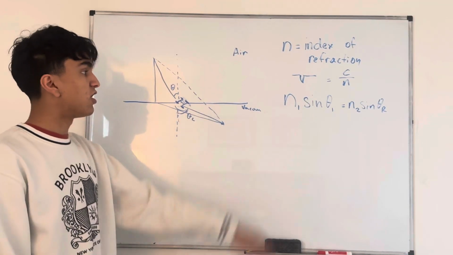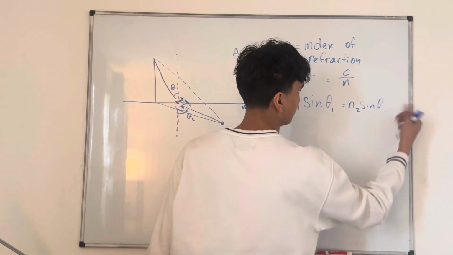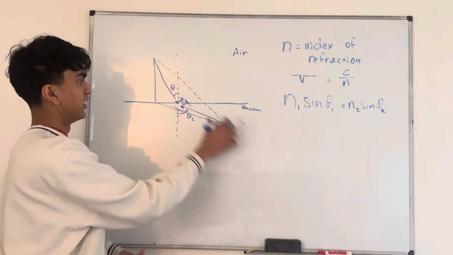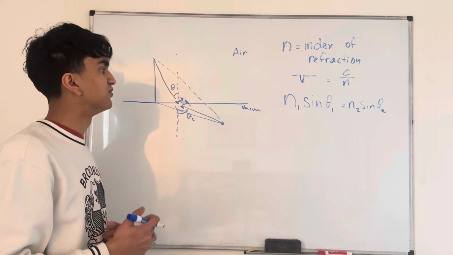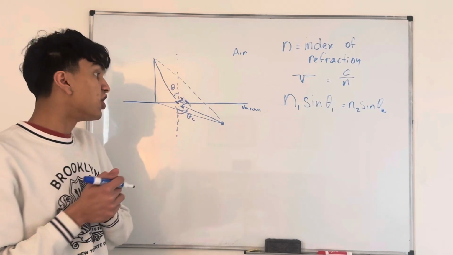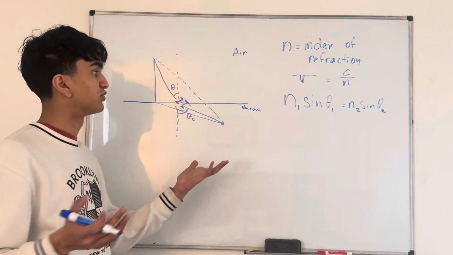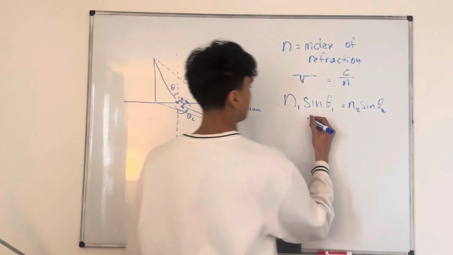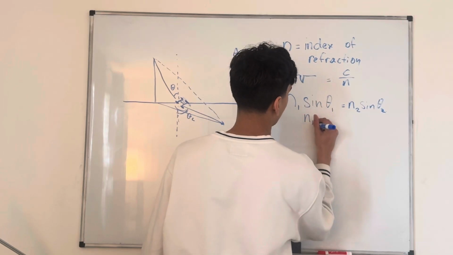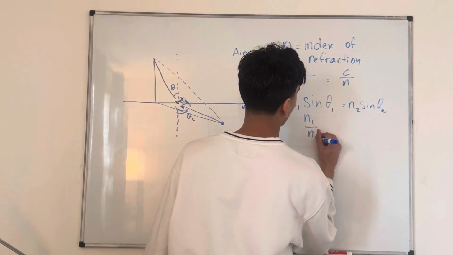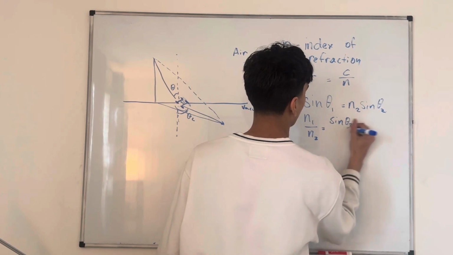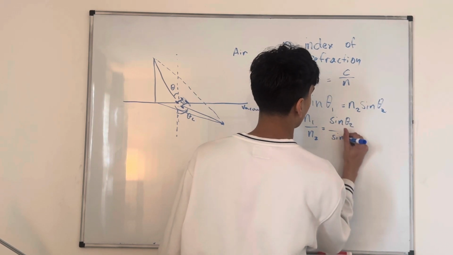But this is Snell's law, and I should really put the subscripts in too, because it really depends which way is what. So ones and twos, a bit clearer. What this is good for is that we can say N1 over N2 is equal to sine theta 2 over sine theta 1.